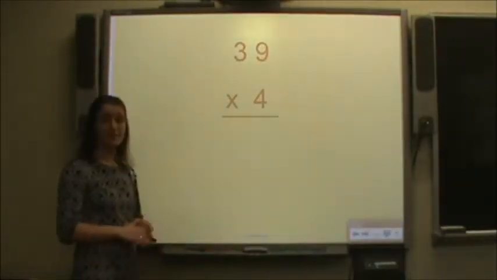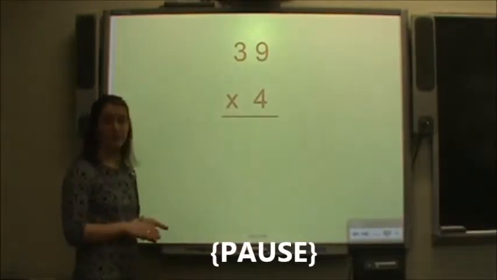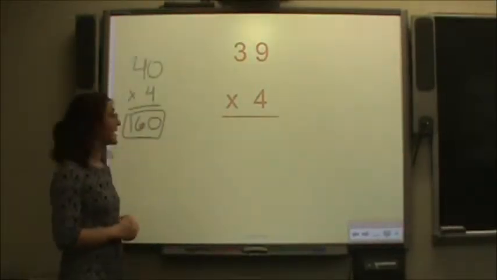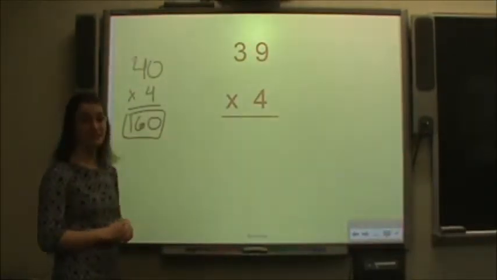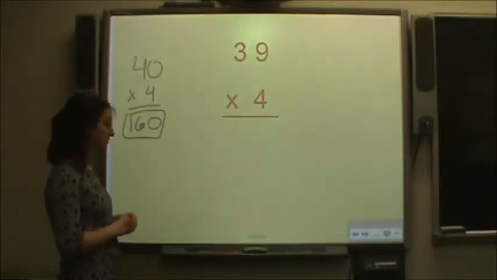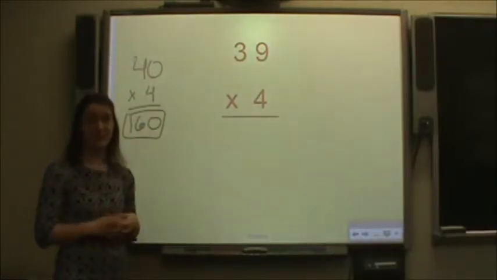We're going to try this one together now. So pause the video and make your ballpark estimate. My ballpark estimate is 160 because I did 40 times 4. Now we're going to go through this step by step together.